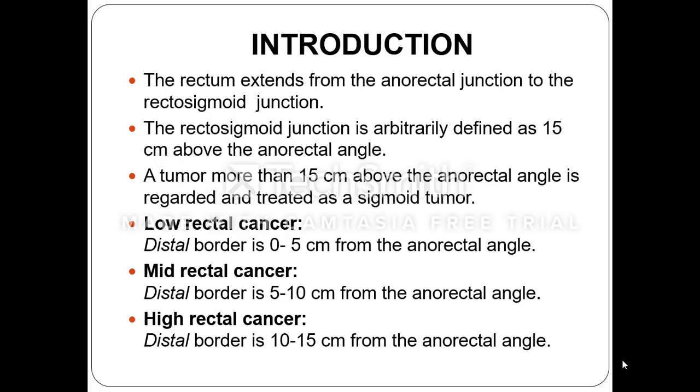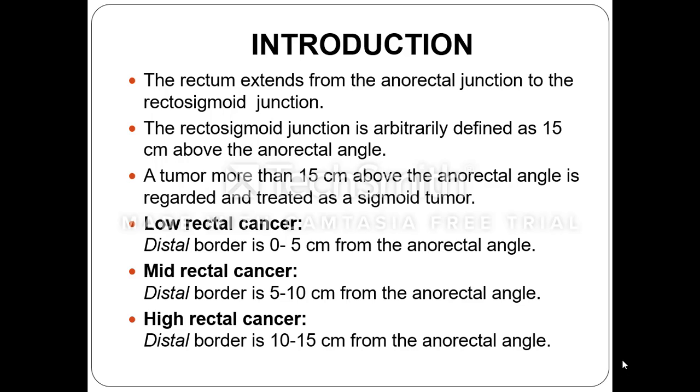Rectal carcinomas are divided into low, mid, and high rectal carcinomas depending on their location. If the distal border of the tumor is 0 to 5 centimeters from the anorectal angle, it is regarded as a low rectal carcinoma. Mid rectal carcinomas have the distal border 5 to 10 centimeters from the anorectal angle, and high rectal carcinomas have the distal border 10 to 15 centimeters from the anorectal angle.